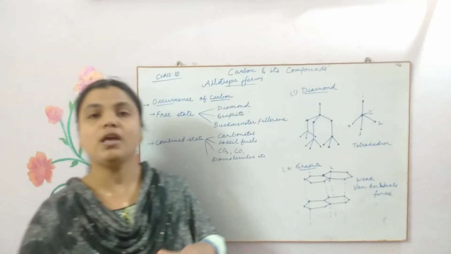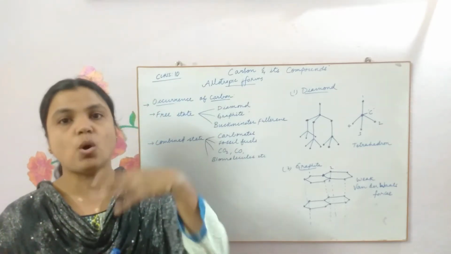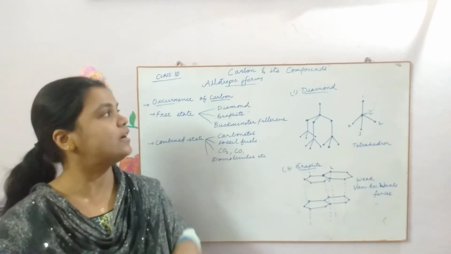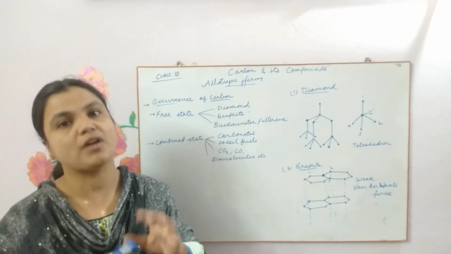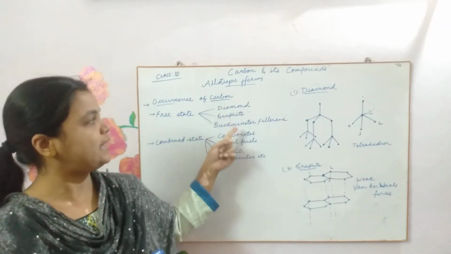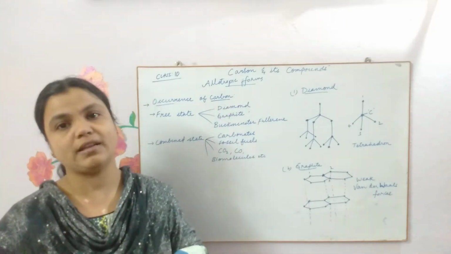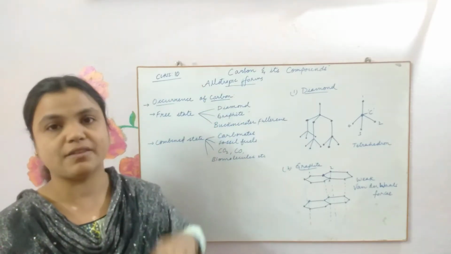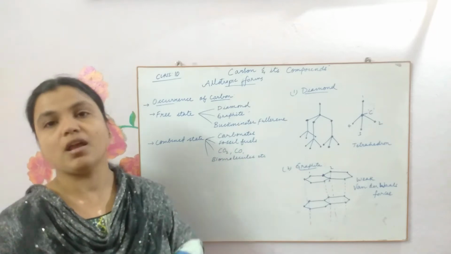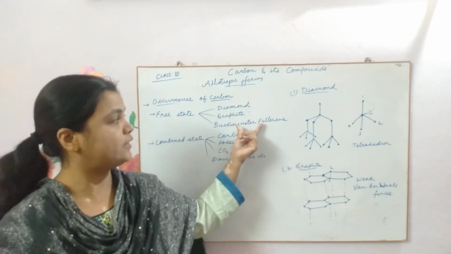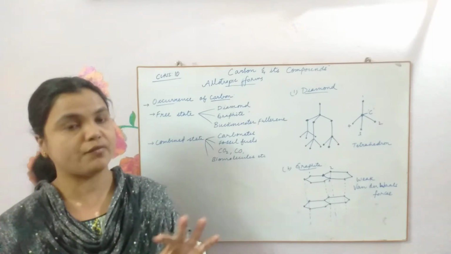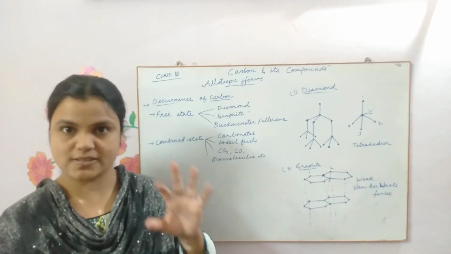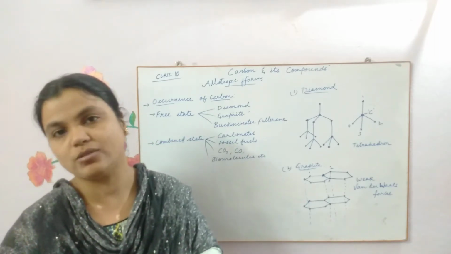As I already told you, if any element exists in more than one physical form, we call such forms allotropic forms of that element. Here today we will discuss allotropic forms of carbon. Carbon exists mainly as diamond and graphite, which were discovered long back, and recently one more carbon compound was discovered, which is Buckminster fullerene. It is still under investigation. Many things are yet to be found out, and only a few things are known about this compound.